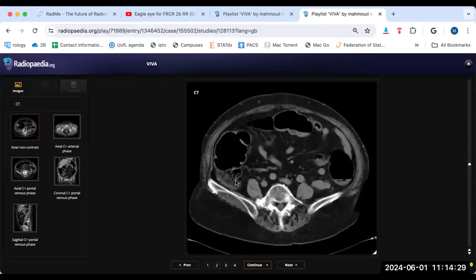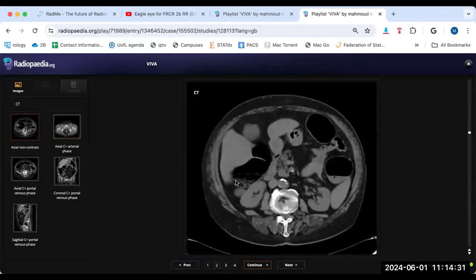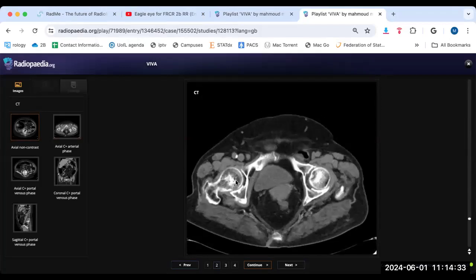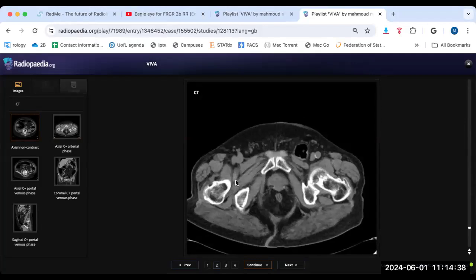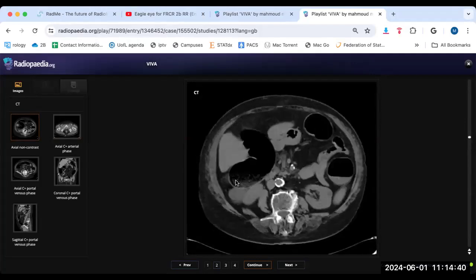So in conclusion, what is your conclusion? Yes, this is a left femoral hernia causing bowel obstruction.